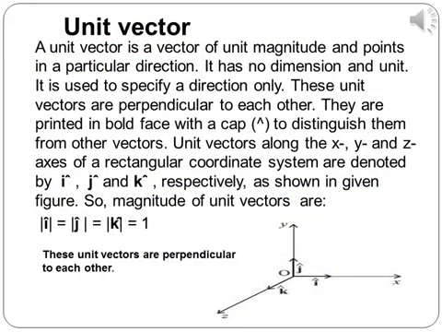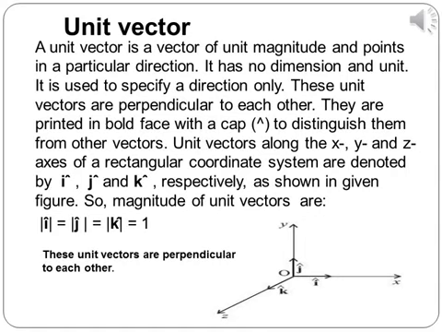Now, let me discuss the topic resolution of a vector in a plane. For easy understanding of this subject, it is important to know the concept of a unit vector. What is a unit vector? A unit vector is a vector of unit magnitude that points in a particular direction. It has no dimension and no unit. It is used to specify a direction only.